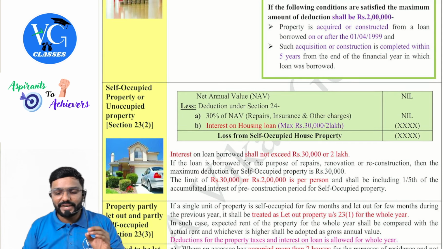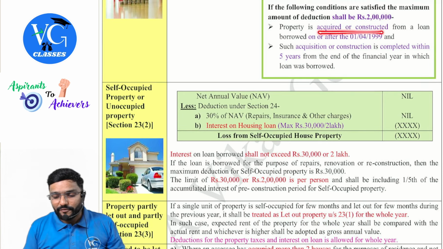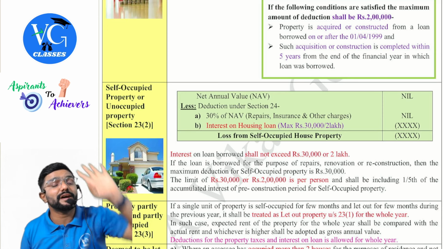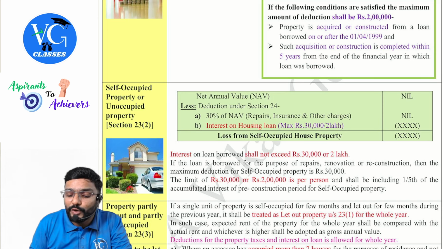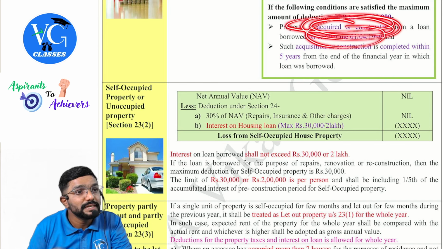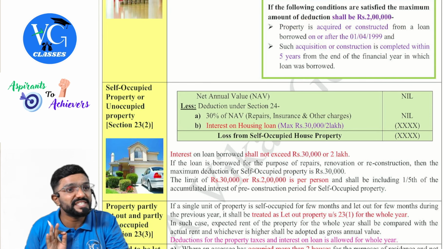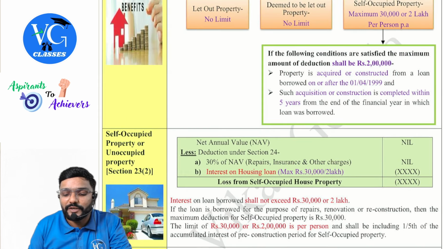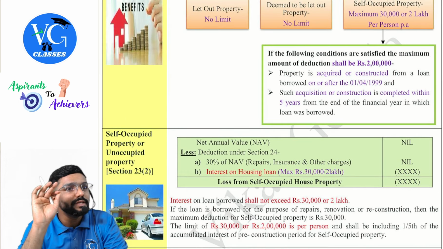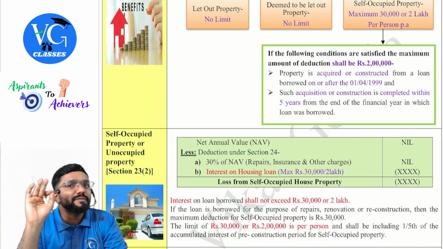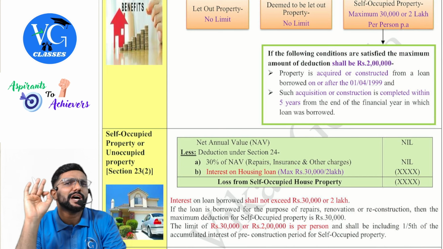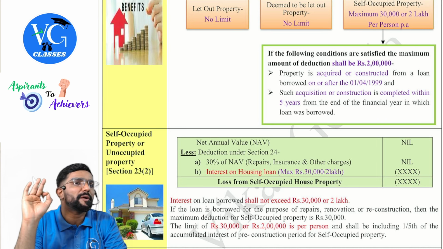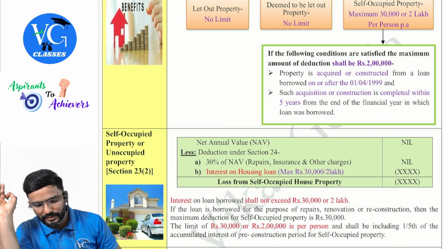Property is acquired or constructed from a loan borrowed on or after 1st April 1999. Loan date is on or after 1st April 1999. And loan is taken for what purpose, guys? Acquisition or construction only. What if it is triple R? 30,000. If the loan is taken for repairs, renovation, reconstruction, even if it is taken on or after 1st April 1999, still maximum interest allowed for self-occupied property is 30,000.